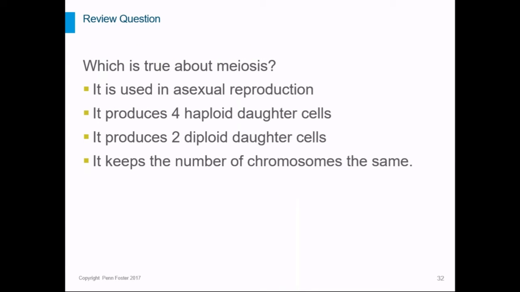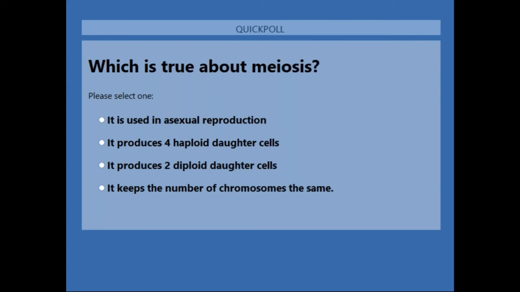Now, one last review question. Which is true about meiosis? So I'm going to put this poll up on the screen now that we've actually talked about meiosis. There we go. So which is true? Is used in asexual reproduction, that means not sexual. It produces 4 haploid daughter cells. It produces 2 diploid daughter cells. It keeps the number of chromosomes the same. Only one of those is true. So I'm going to stop talking for a few seconds and wait for you to answer.